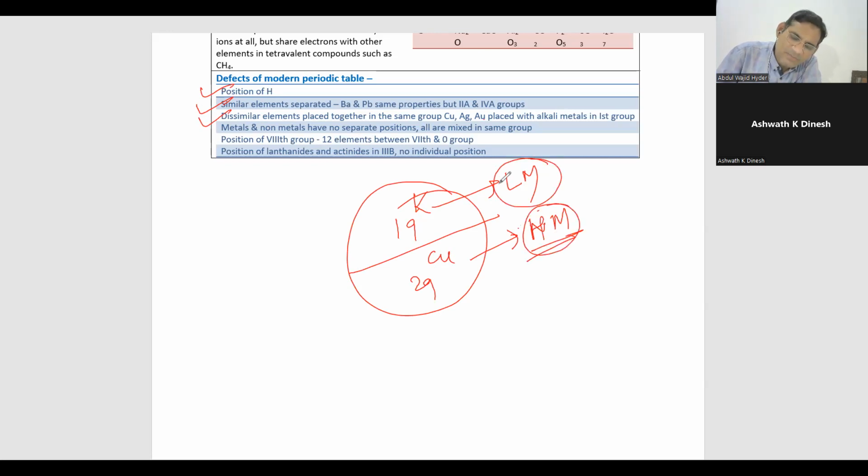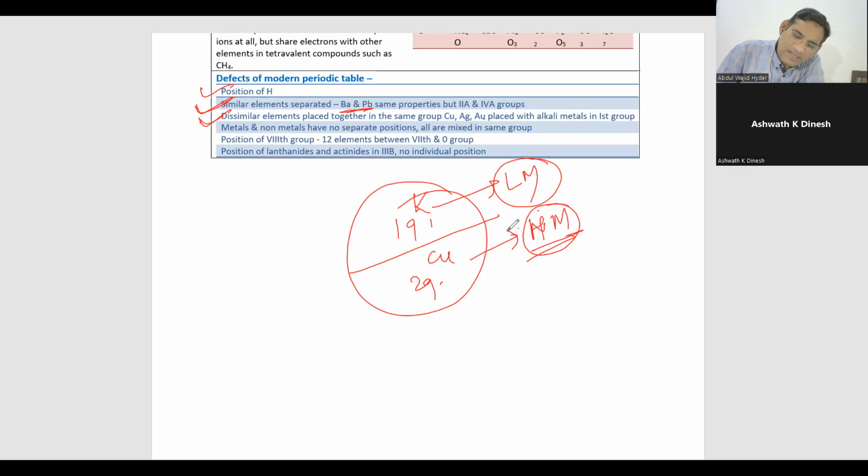Both were there in the same group. So dissimilar elements were given similar position, and similar elements were given different positions.